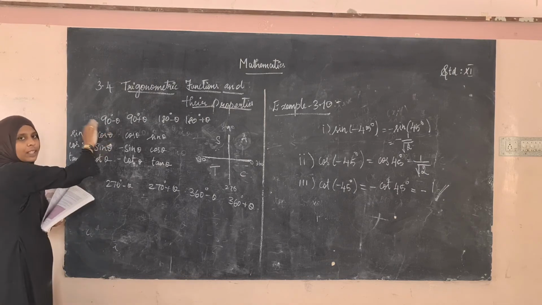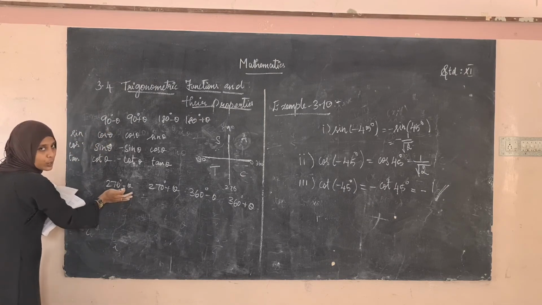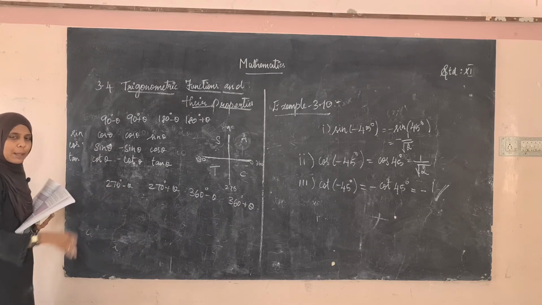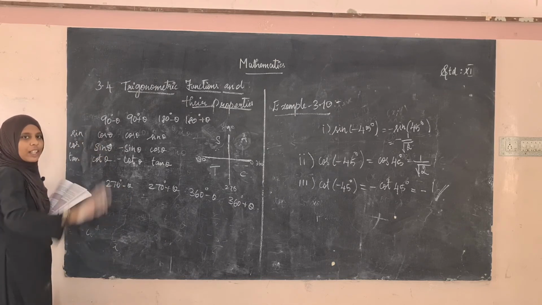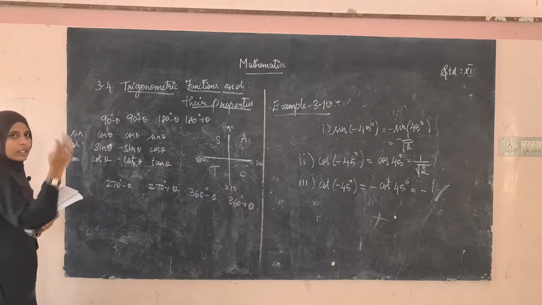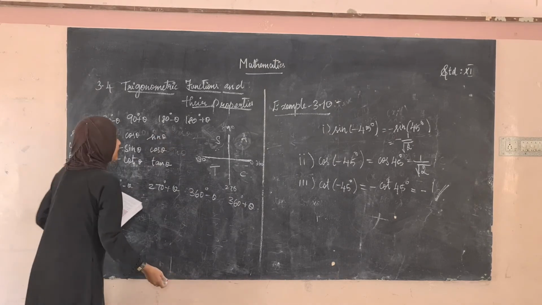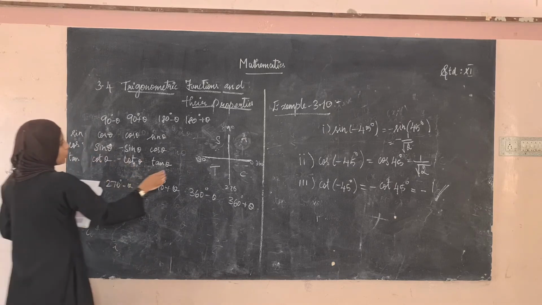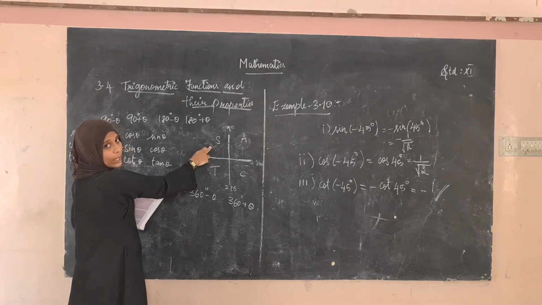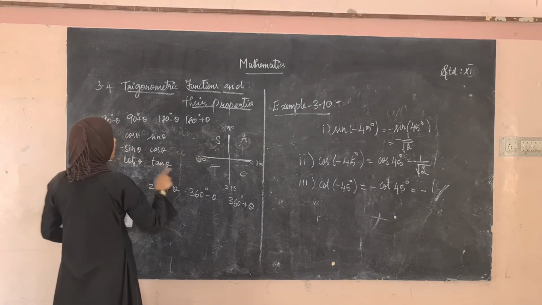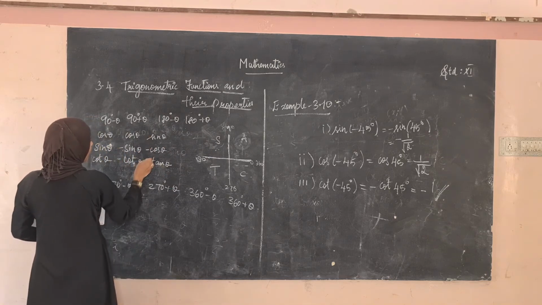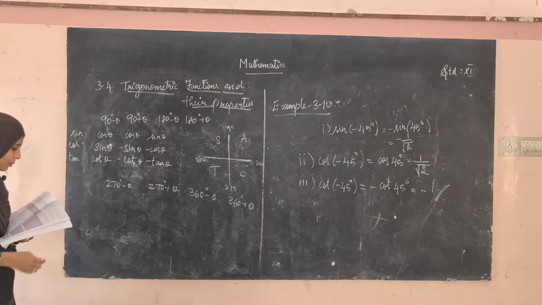Only for 90, either 90 minus theta or 90 plus theta, and similarly either 270 minus theta or 270 plus theta, sin changes to cos and cos changes to sin. But no need of changing in 180 and 360. But see here, 180 minus theta is in the second quadrant. In the second quadrant only sin is positive, so the other two are negative.